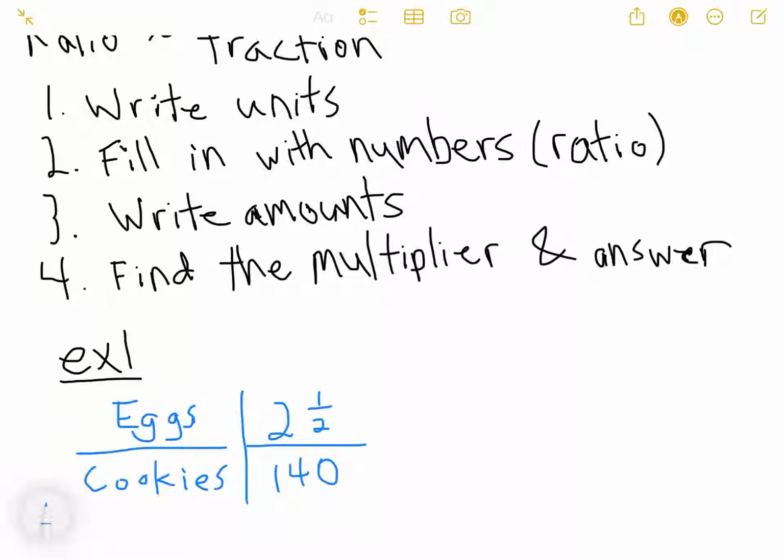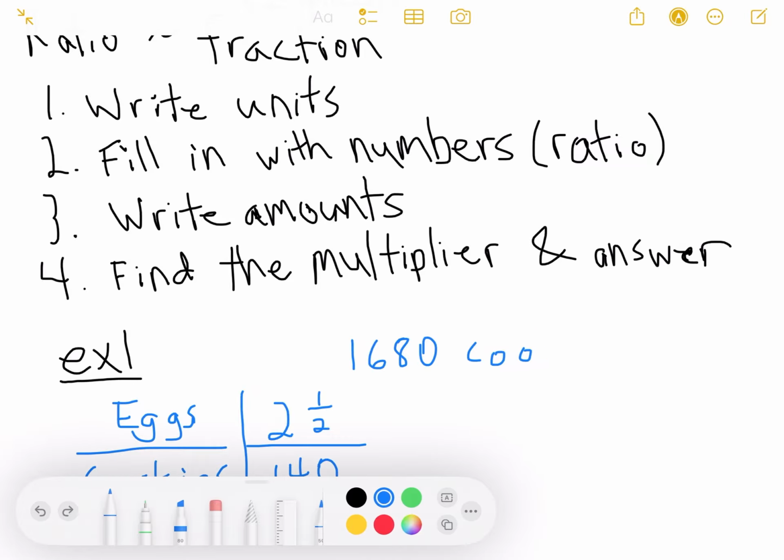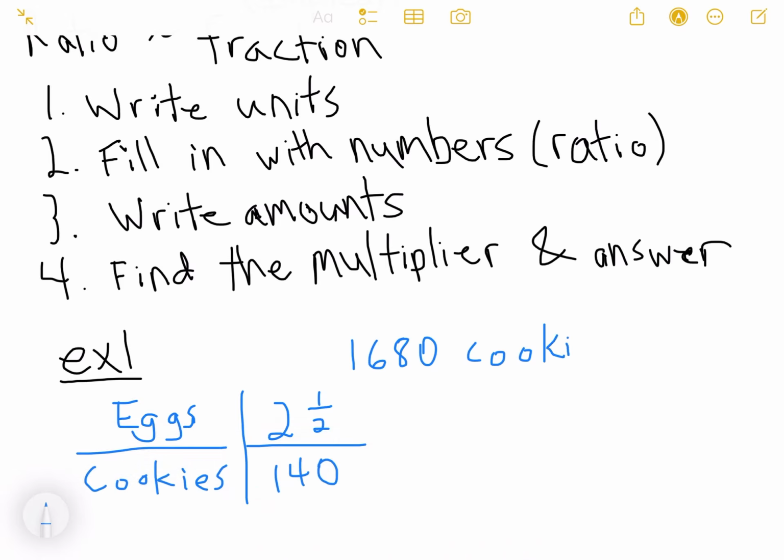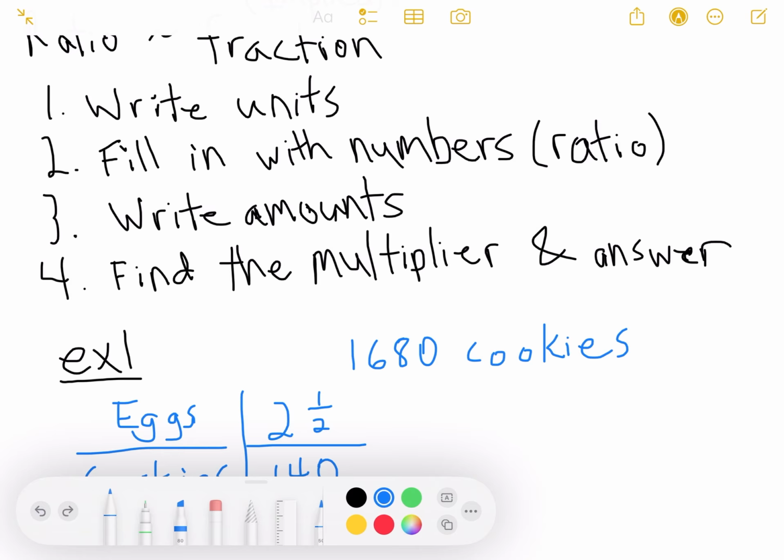And then Jenny wants to make 1,680 cookies. Okay, that's a lot of cookies. Let me fix my cookies so it's a little easier to read. Cookies doesn't say anything about the eggs, but it asks how many eggs she needs, so the eggs is my question mark. How many eggs do I need? Well, I don't know exactly, but I know that I can fill in my amounts here.